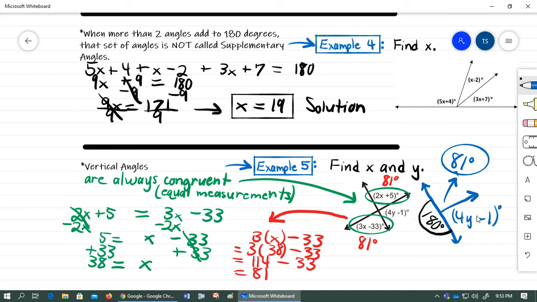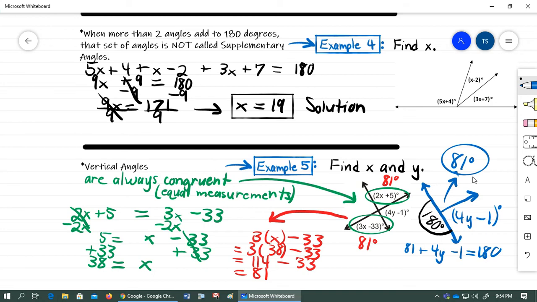So let's use our angle addition postulate, since we know that these two angles I've got in blue add to 180. I'm color coding it so you can follow where I'm at. Let's write out the angle addition postulate for those two. That's 81 plus 4y minus 1 equals 180.